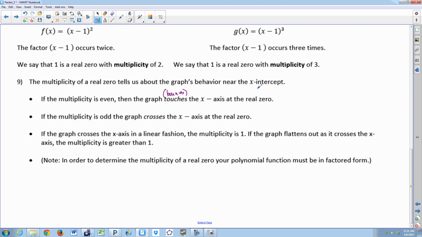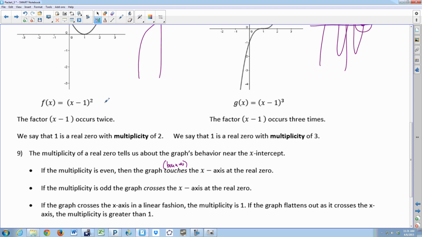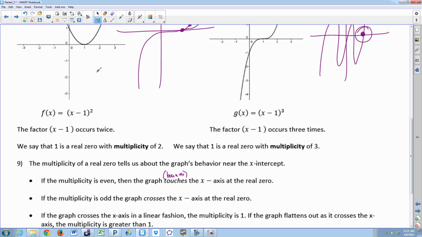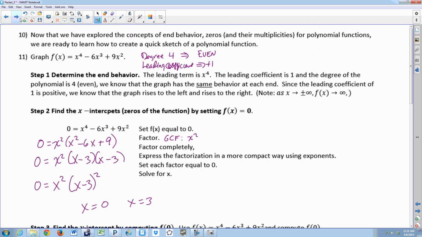All right, so in order to determine your multiplicity, you have to have your polynomial function in factored form. That's the only way you can figure out what the multiplicity is. So let's go back to number 11, and then I'll get your question, Clay.